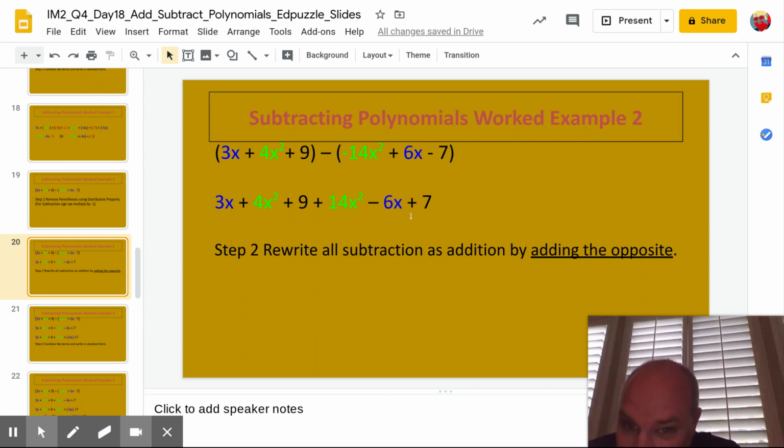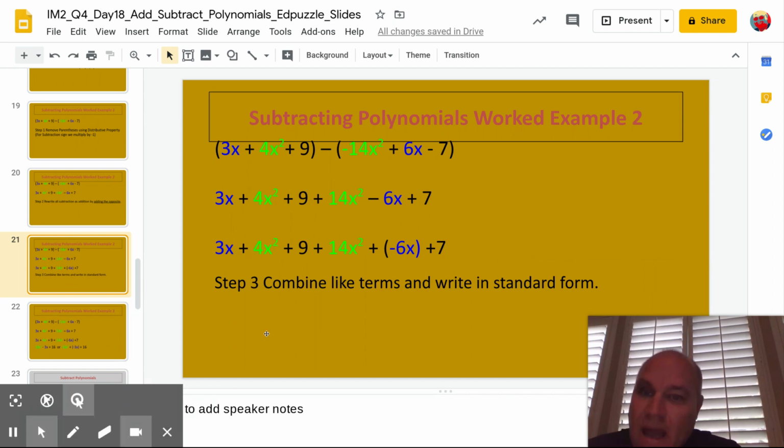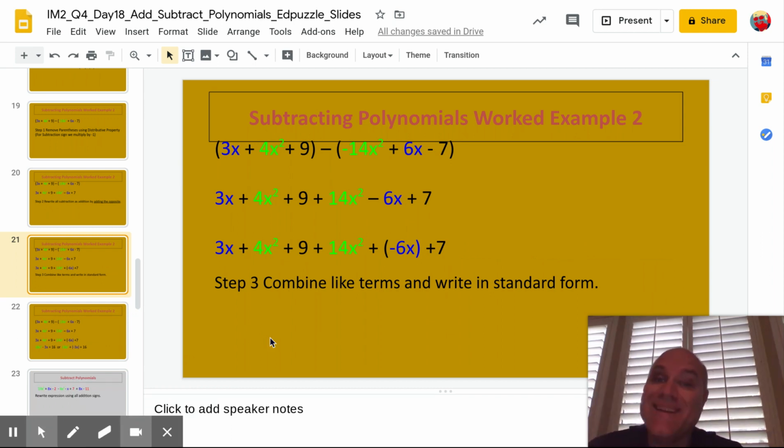Now what I'd like you to try is to rewrite all the subtraction as addition. So there's only one term here that has a subtraction sign. Can you rewrite this with a positive or adding instead of subtracting? So now we have 3x plus 4x squared plus 9 plus 14x squared plus negative 6x plus 7. Now we are set up to combine like terms and rewrite it in standard form. Why don't you give it a try?